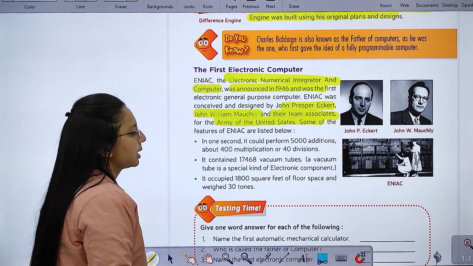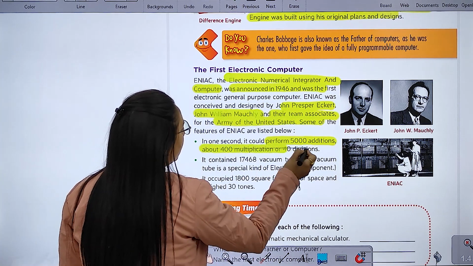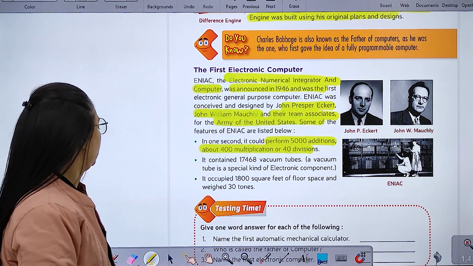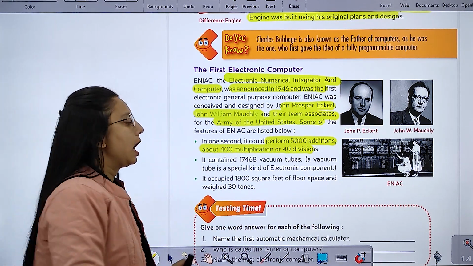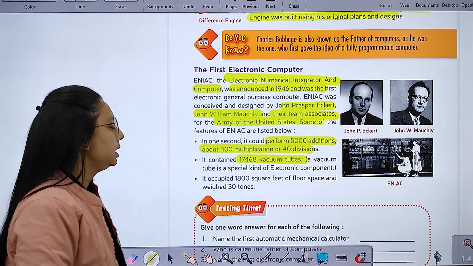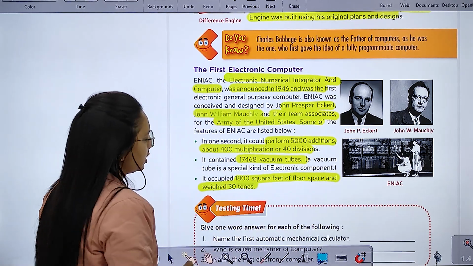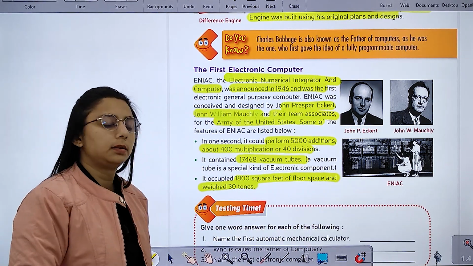Some features of ENIAC are listed below. In 1 second, it could perform 5,000 additions, about 400 multiplications or 40 divisions. It contained how many vacuum tubes? 17,468, right? It occupied 1800 square feet of floor space and its weight was 30 tons.